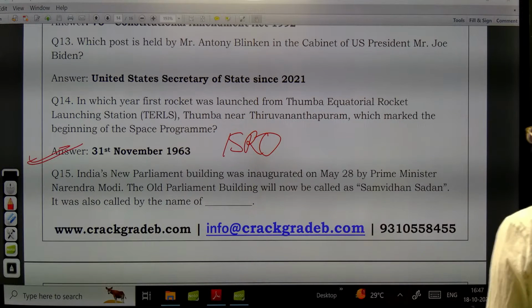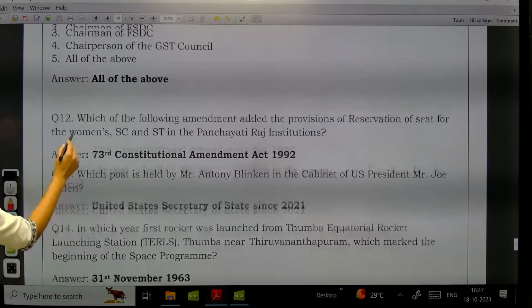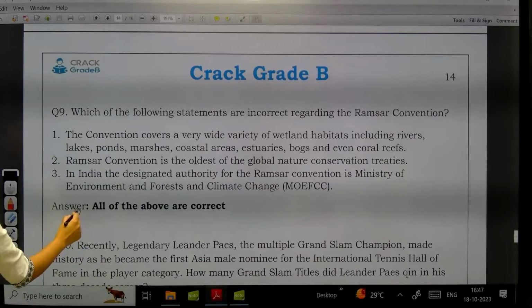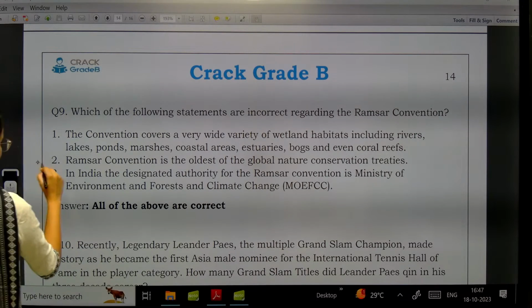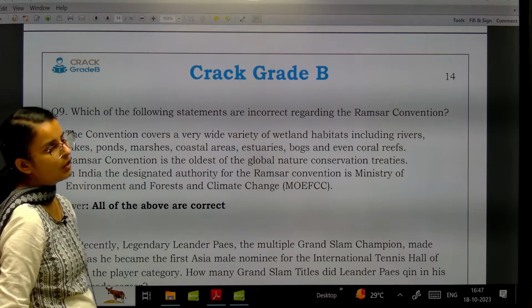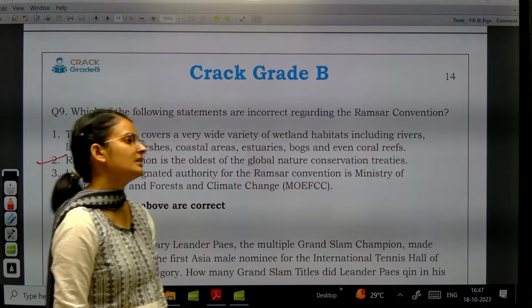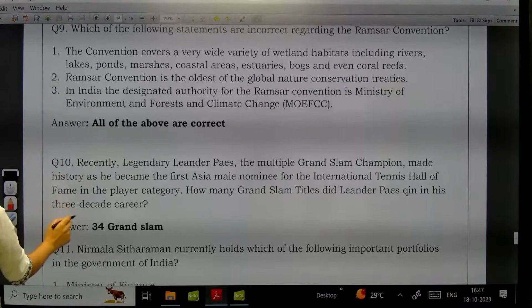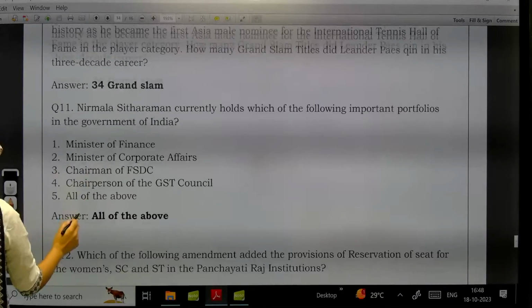In the Ramsar Convention question, the second statement is wrong. What was the second statement in Ramsar? Oldest global nature conservation treaties? No, this statement is correct. Open the website of the Ramsar Convention, you will get it there. It is written there that it is one of the oldest global nature conservation treaties.